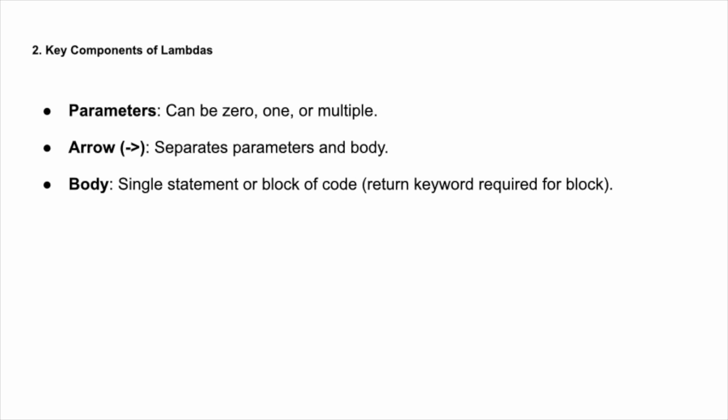Now, let's see key components of Lambdas. Now, let's break down the core components of a Lambda expression. At its heart, a Lambda has three key components: parameters, the arrow operators, and the body. Think of it as a shortcut for writing methods. Instead of creating a full method with a name and return type, you can write it in line with just the essentials. This reduces code clutter and makes things more readable.